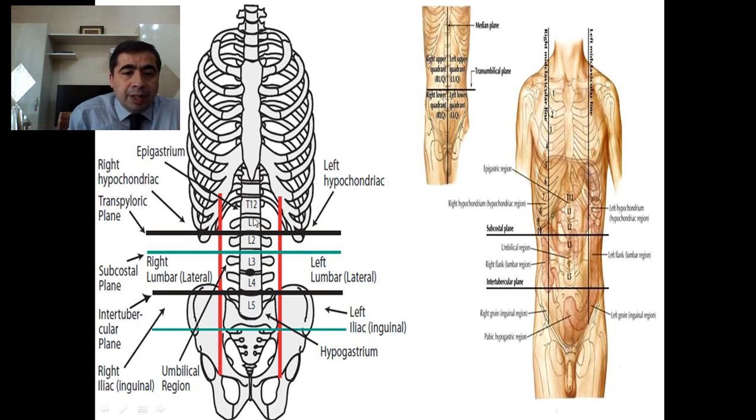Above this plane we have the epigastrium, like in this picture, and here is the intertubercular plane. Or instead of the intertubercular plane, we can use the plane which passes between the two anterior superior iliac spines. Maybe this plane, maybe this plane. Both of them can be used for the explanation of the border between the hypogastrium and the mesogastrium. And this point, between the third and the fourth lumbar vertebrae, corresponds to the umbilicus, to the umbilical ring.